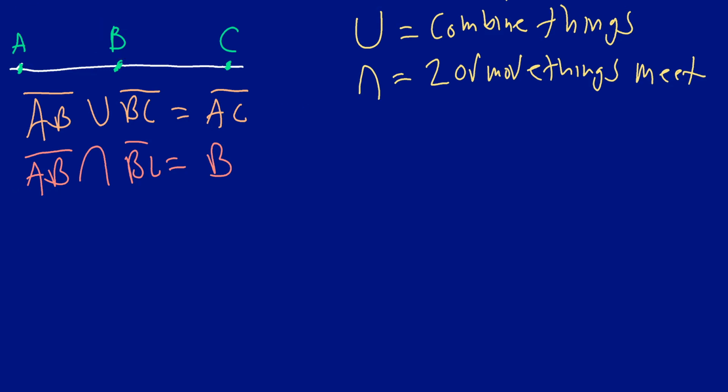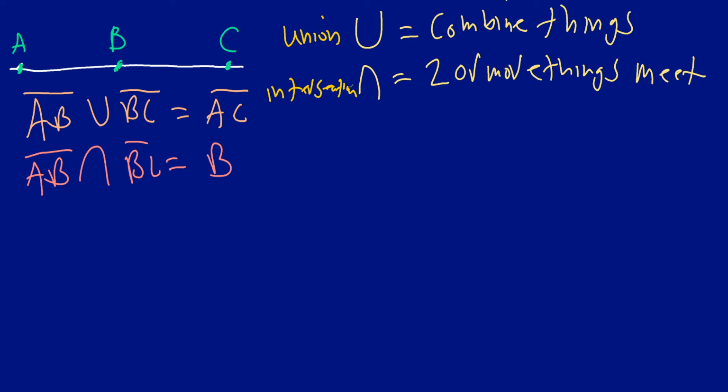So we learned about union. I guess I should write these out fully for you. This is union over here. This is intersection right here. Like that.